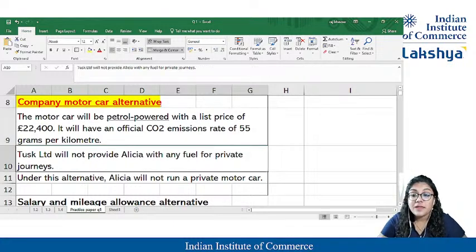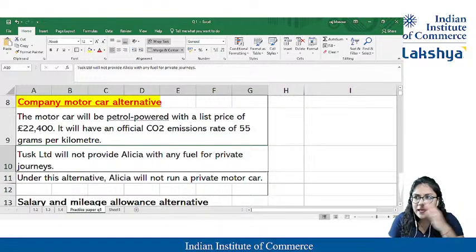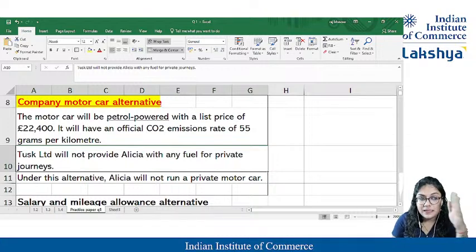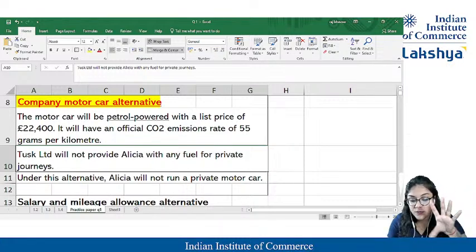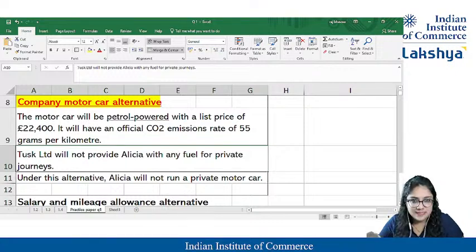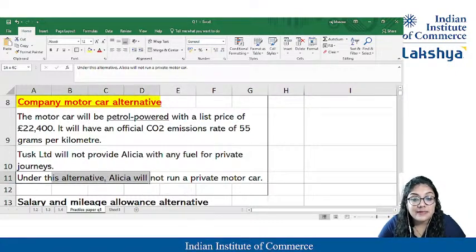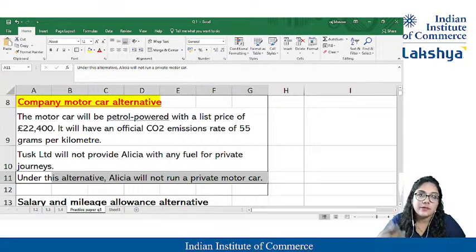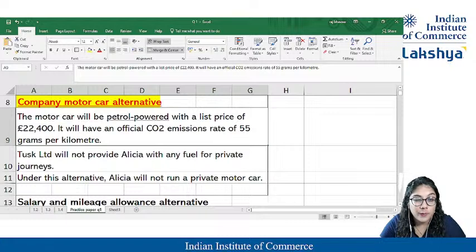Further, Tusk Limited will not provide Alicia with any fuel for private journeys. That's cool. So if they have not provided it, it's okay. That means the employer is not going to provide anything for the employee. If the employer has not provided anything, do you think in Alicia's income statement, that is for the employment income, anything will be added? No benefits, nothing. Under this alternative, Alicia will not run her private motor car. That's cool. If she is not going to run her private motor car, then too it's okay. So I am just allowed to do the first thing.